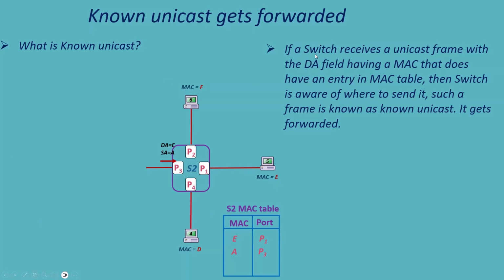I'll just read the definition. If a switch receives a unicast frame with the destination field having a MAC that does have an entry in the MAC table, then the switch is aware of where to send it. Such a frame is known as known unicast, and the frames get forwarded. So this is what gets done.